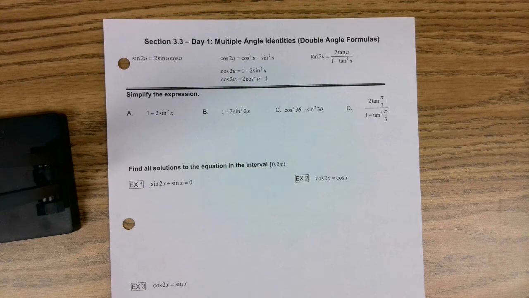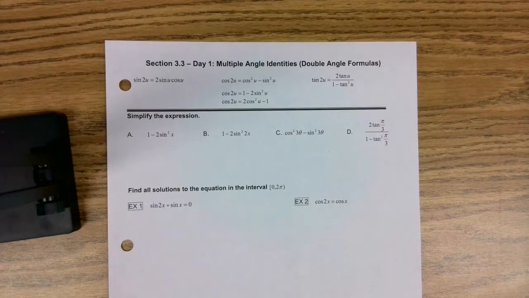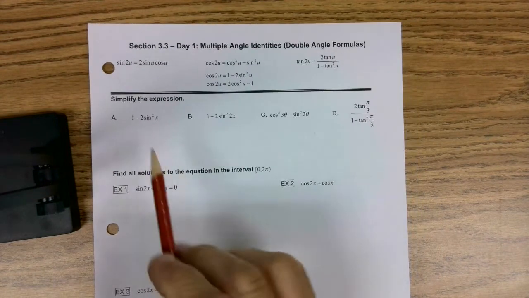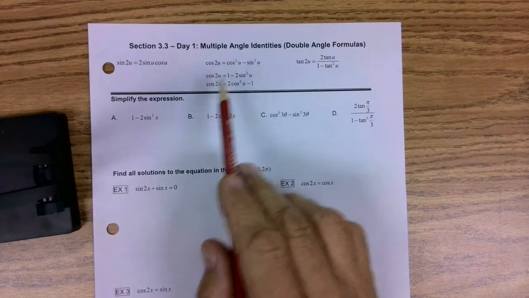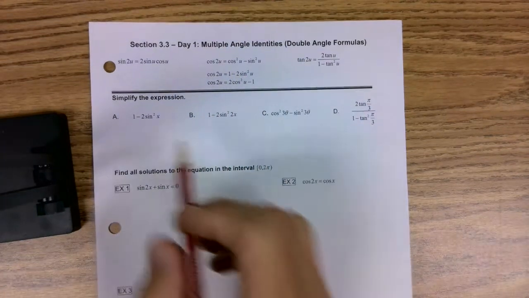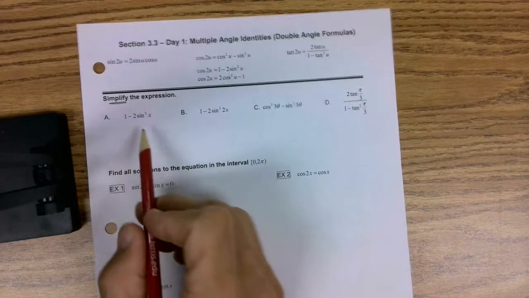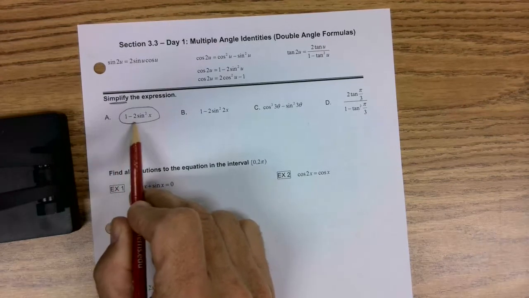Here's your packet lesson, 3-3, day 1. It starts on page 95. If you watch the pre-lesson, which I hope you're getting in the habit of doing, we discussed these formulas. Again, you're just going to figure out parts A, B, C, and D. It's a warm-up. They're saying simplify. In other words, go on the hunt and figure out which one this equals.